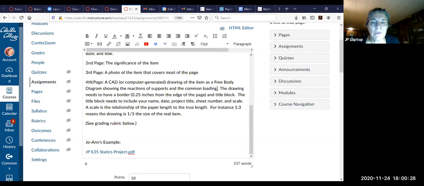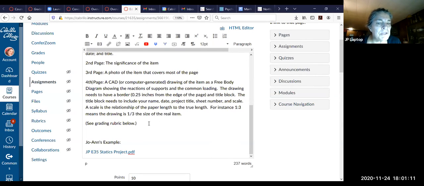I'll give you an example. I did the project. The drawing needs to have a border, which is 1/4 of an inch from the edge of the paper, and the title block. The title block needs to have your name, the date, the project title, the sheet number, and the scale. Those of you who have taken Engineering 25 might not know what a scale is. A scale is the relationship of the paper length to the true length. So for instance, if I choose a scale, and I know those of you in 25 are going to say, Joanne, that's a size, not a scale. And you're correct, but we're going to do it this way, 1 colon whatever. It means the drawing is 1/3 of the size of the real item.